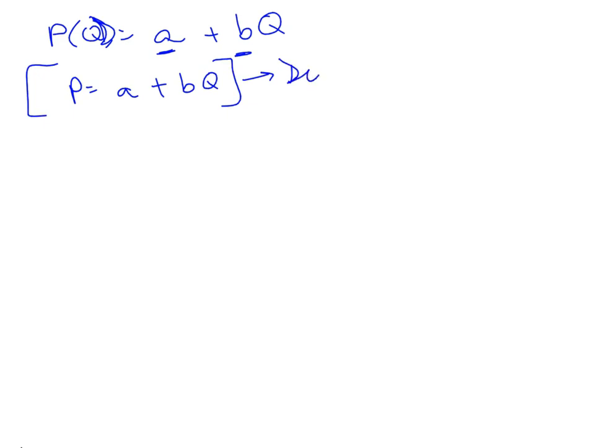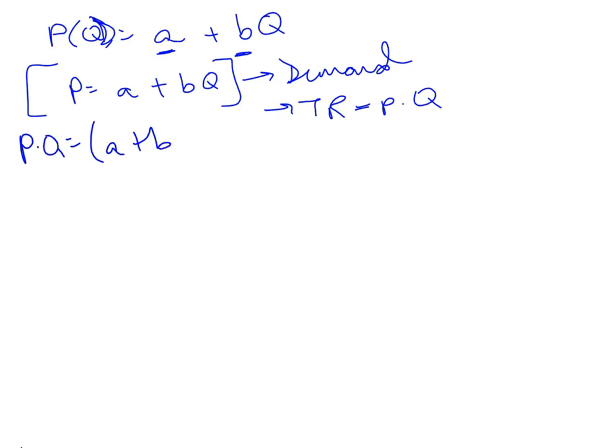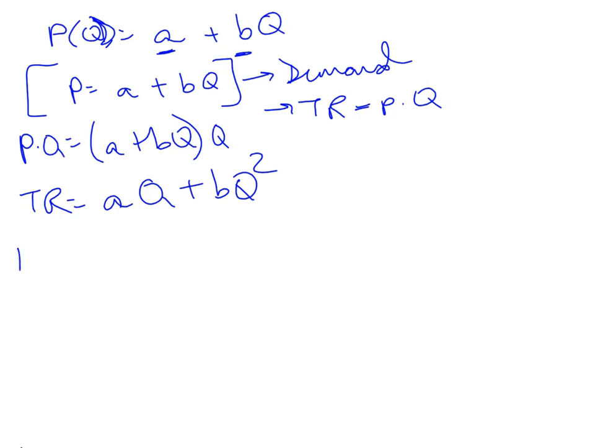This is my demand, but what we know for a monopolist is we want their total revenue. Total revenue is price times quantity. So what do I need to do? This is an equation that describes the price. So if I have price times quantity, that's really saying A plus BQ times Q. And I can say that that's total revenue, and I can extend this algebraically: AQ plus BQ squared. And marginal revenue is the change in total revenue divided by the change in quantity.